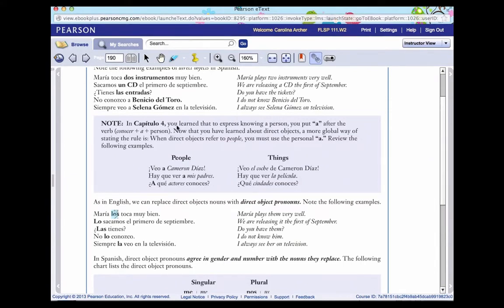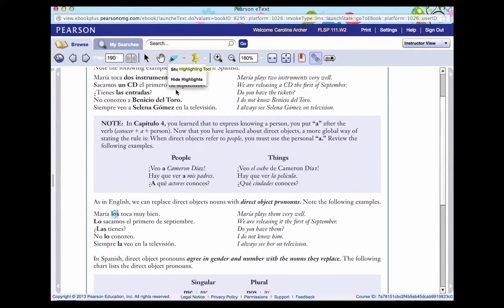El 1 de septiembre. Okay. Instead of saying the whole thing again, instead of saying we are releasing the CD the 1st of September, we're going to use a pronoun. Okay, lo sacamos el 1 de septiembre. Okay, so let's look at the third here.